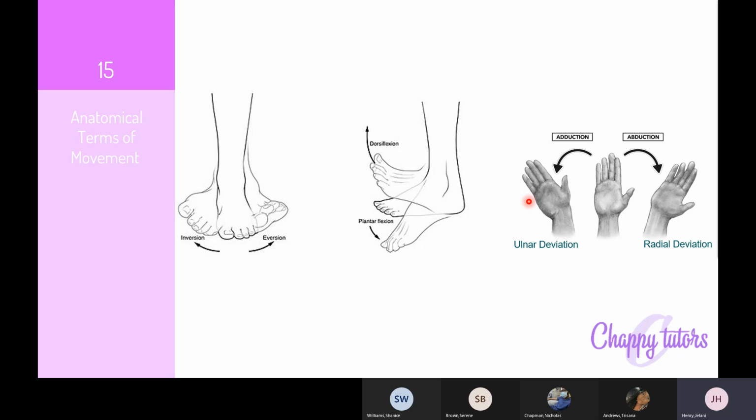is referred to as ulnar deviation, because on the medial side of your forearm, you have the ulna bone. Your forearm has two bones, right? The ulna and the radius. The ulna is on the medial side, or the inner side of your forearm, and the radius is on the lateral side, or the outer side of your forearm. So if you move your hand towards the ulna, it is referred to as ulnar deviation. Moving it towards the side of the radius is referred to as radial deviation.